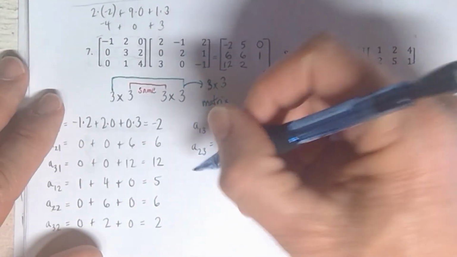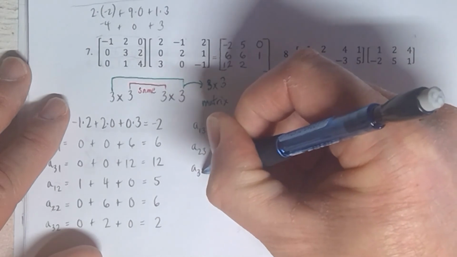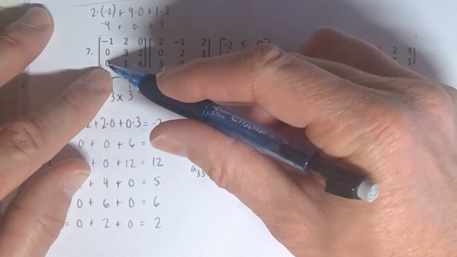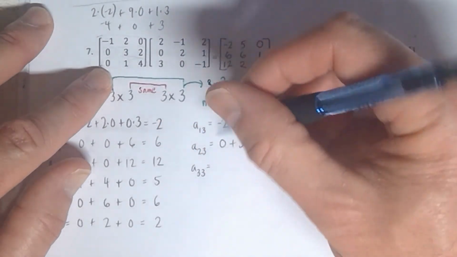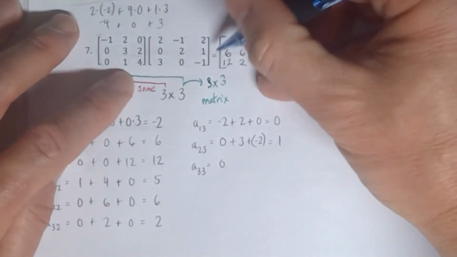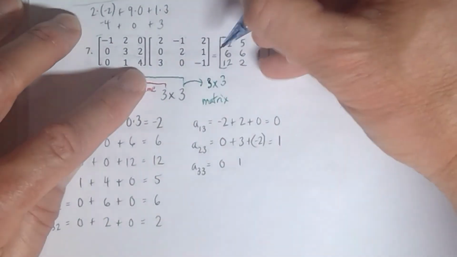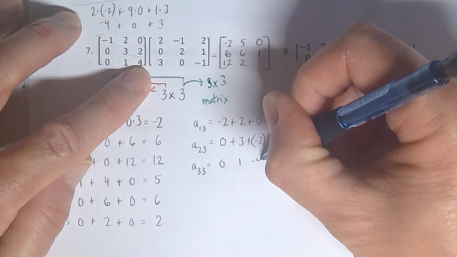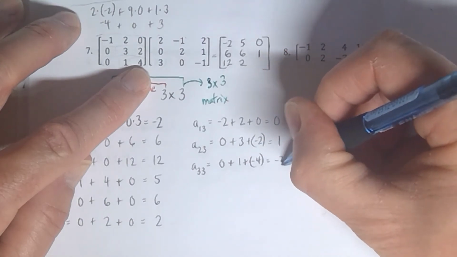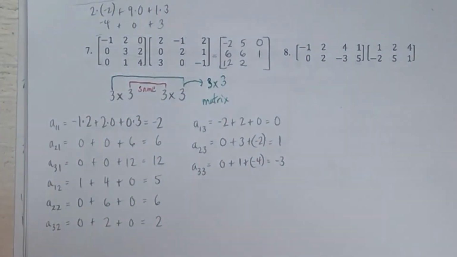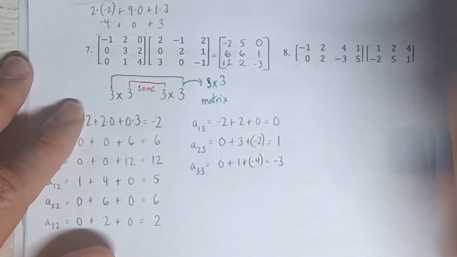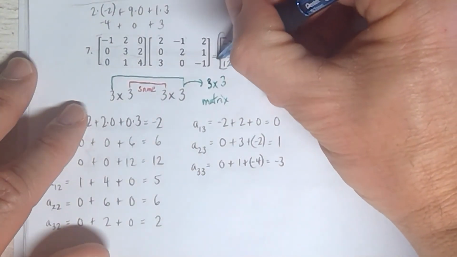1 more to go here. I know this is a long one. And finally, 3, 3. Third row, third column. We got 0 times 2, 0 times 2 is 0. 1 times 1 is 1. And 4 times -1 is -4. If I add those answers together, I get negative 3. And so there you go. So there's your final answer there.